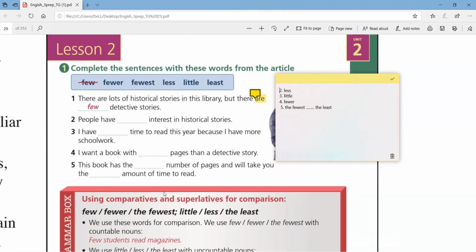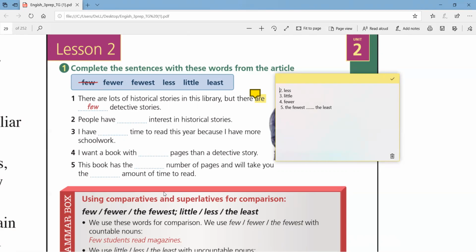But if we talk about time as an abstract noun, it is uncountable. So we used here, I have less time to read this year because I have more schoolwork. I want a book with space pages. Let's look at the noun after the space. It's pages. Pages is a countable noun.